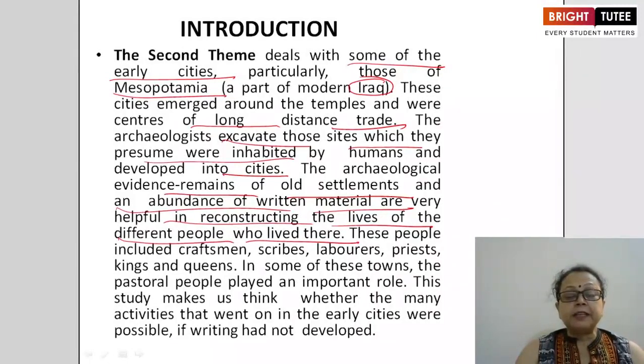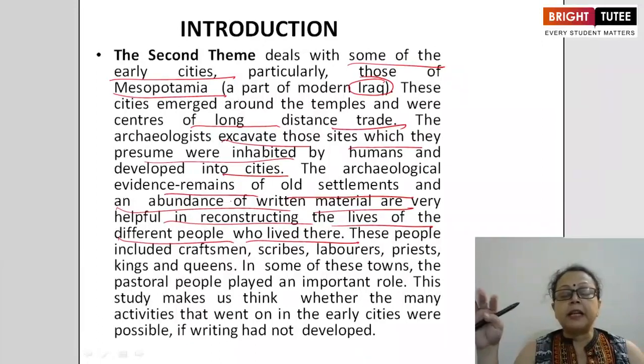The archaeological evidence, that is the remains of old settlements. Their remains were found by the archaeologists after the excavation. Then other things are there. Abundance of written material is very helpful. The Mesopotamian civilization is recognized for it. It means the writing which was engraved and preserved by the people of the Mesopotamian civilization. This is a very important thing which was done by the Mesopotamian people.